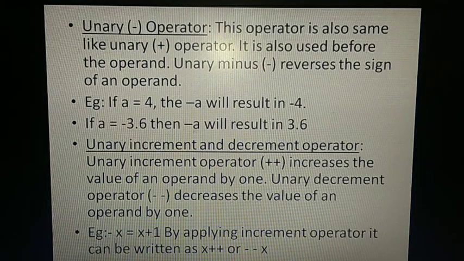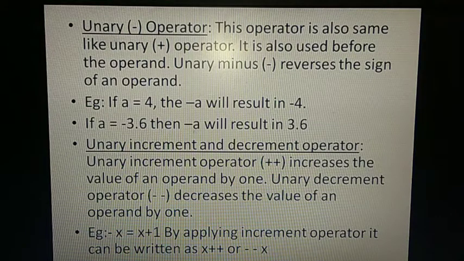The unary minus operator works the same way as the unary plus operator. It is also used before the operand, but it reverses the sign of the operand in the result. If the variable's value is plus 4, it gives the result minus 4. If the variable is minus 5, it gives the result plus 5. Then I told you about the unary increment and decrement operators.